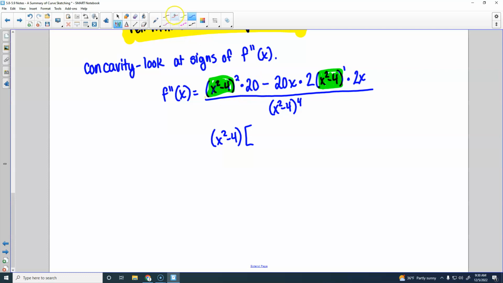So if I take it out of this first term right here, the 20 would still be there, and one of the x squared minus 4s would still be there. So when I take out the x squared minus 4 here, this is what I'm left with. And then in that second term, if you take out the x squared minus 4 right here, there's just one of them, so it's gone. And that leaves us with 20x times 2 times 2x, which is going to give us 80x squared.